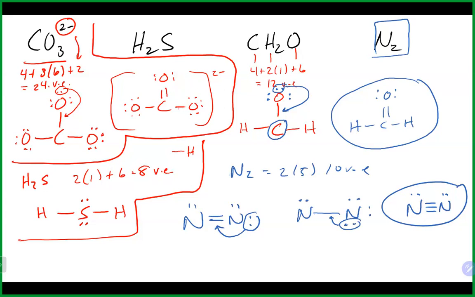It does, because nitrogen is group number 5. So that would be how many valence electrons it has. And since there's 2 nitrogens, we times it by 2. Yeah. Exactly. Other questions?